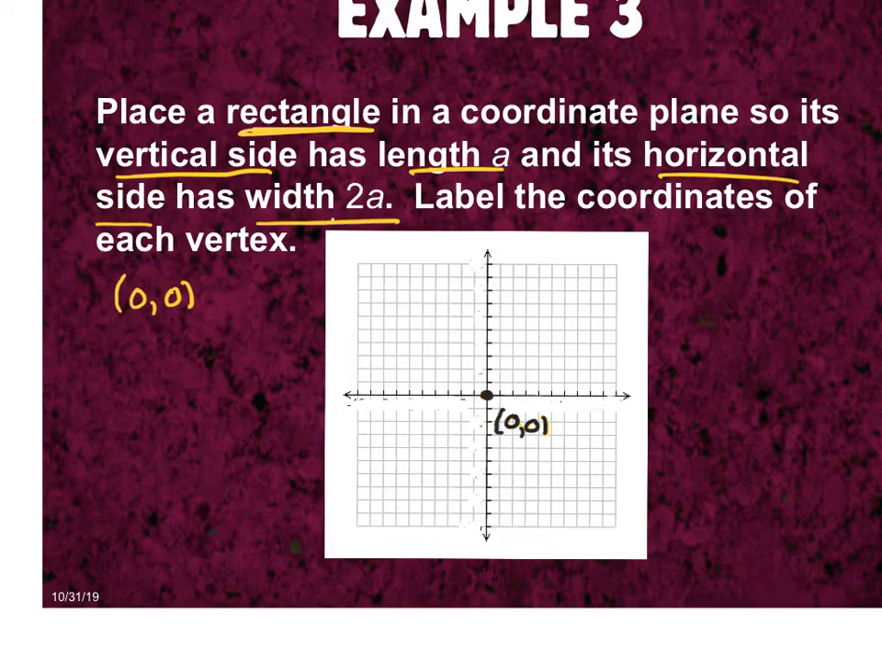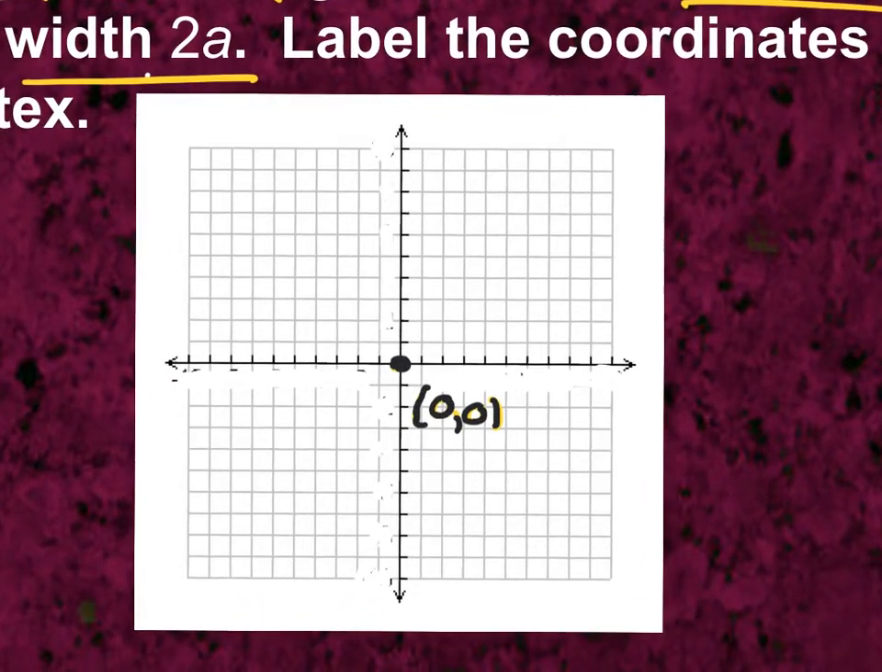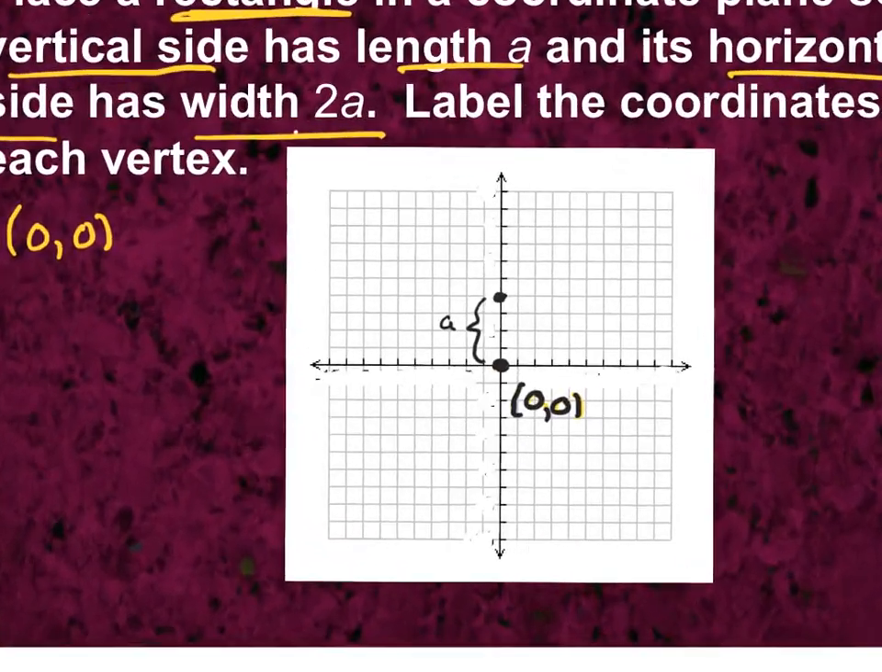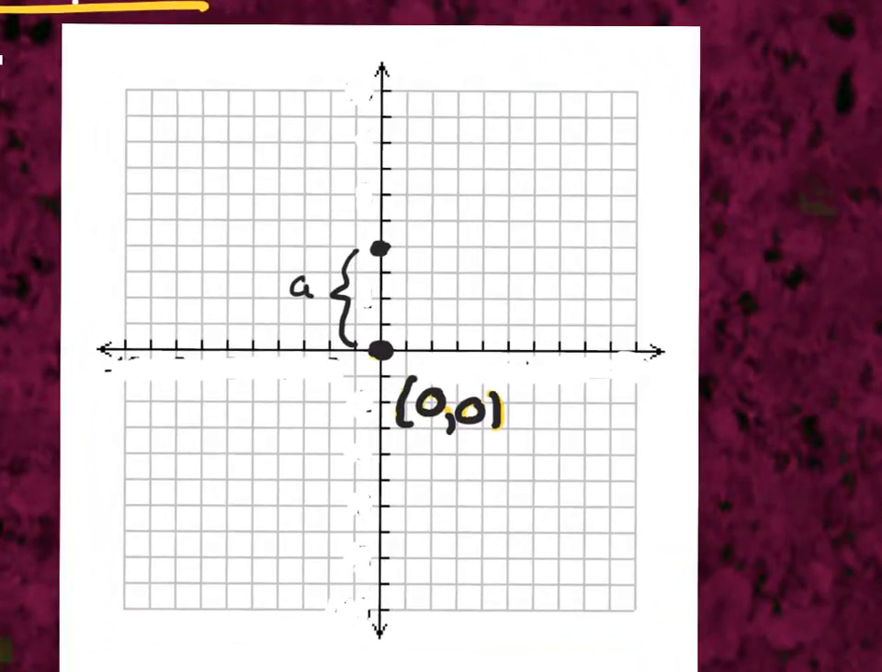Now the vertical side has a length A, which means I'm going to go up A units. How long is A? We don't know, so I'm just going to pick something. I'm just going to go up, I don't know, here. Okay? I'm going to call that A. That's A units up. So this length here is now A. Cool? I just went up A. That's all I did. And its horizontal side has a width of 2A. Well, that means that this side on the bottom, however long I make it, needs to be twice as wide. Because if that one's A and this is 2A, it's twice as wide.